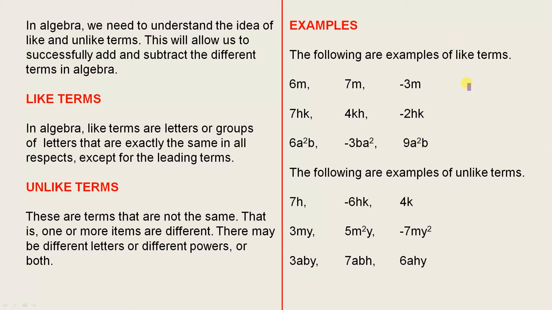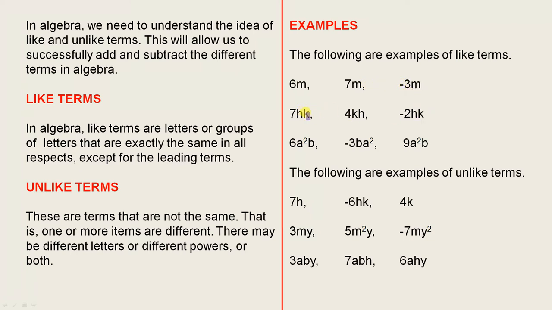Examples. The following are examples of like terms. Those three are like terms. They have three letters that are the same. The powers are the same, each of them is 1. It doesn't matter about the leading terms, they can be different.